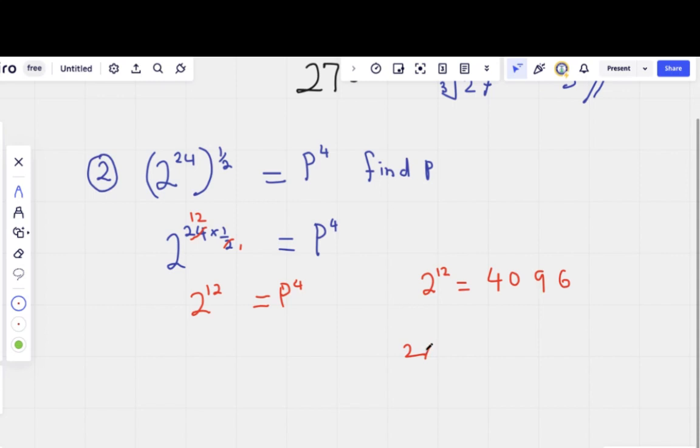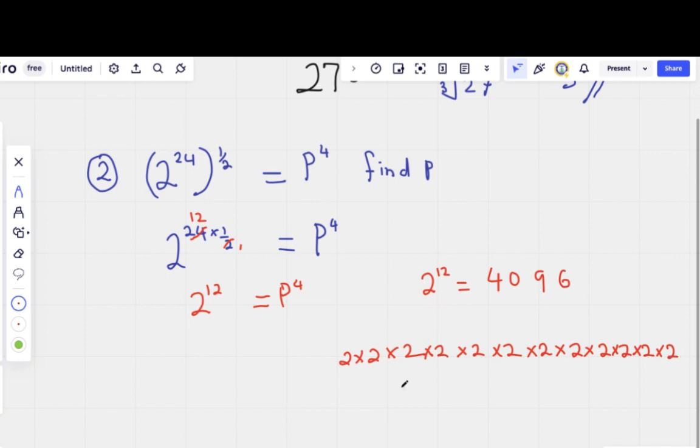You know this one is 2 times 2, times 2, times 2, times 2, times 2. Let's do them out and group them. 1, 2, 3, 4, 5, 6, 7, 8. Okay, times 2, 9, times 2, 10, times 2, 11, times 2, 12.